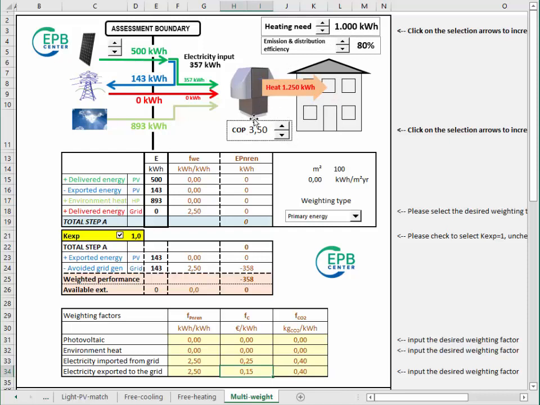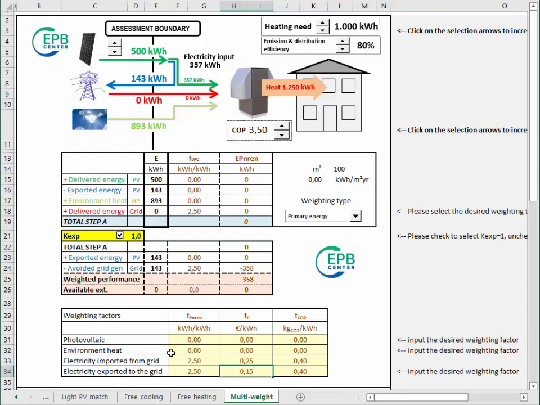Then you can set up the COP of the heat pump and then the contribution of PV panels. In this table you can define the weighting factors for non-renewable primary energy, the cost and the CO2 emission for each energy carrier. You may also specify a different weighting factor for the electricity which is imported from the grid and exported to the grid. This might be more or less relevant according to the type of weighting.